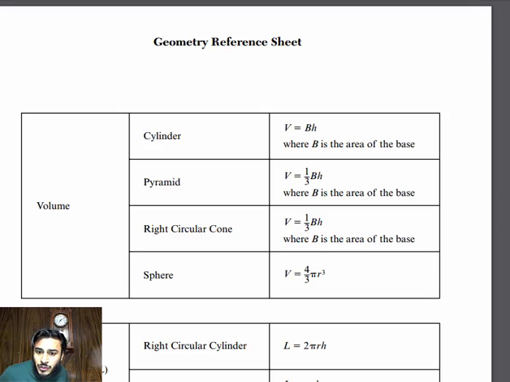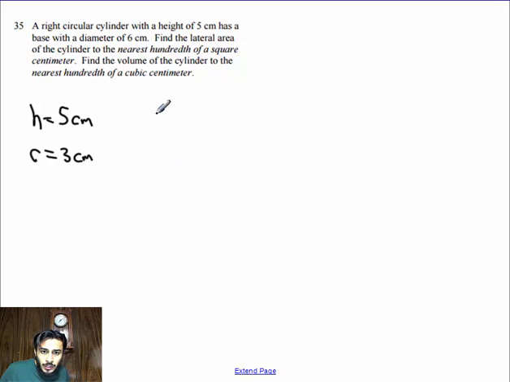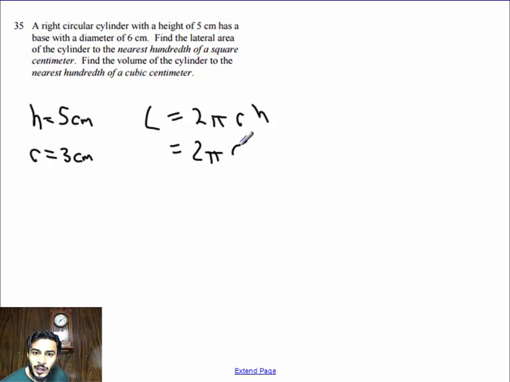Let's go to the reference sheet. So the lateral area of a right circular cylinder, you can see it right there. It's L equals 2 pi r h. So let's write it. L equals 2 pi r h. And let's go ahead and substitute into the formula and we'll get our answer. So we're going to get 2 pi times 3 times 5. And then that's just going to be 2 times 3 times 5. 2 times 3 is 6. 6 times 5 is 30. That's going to be 30 pi. But they don't want the answer in terms of pi. They want the answer to the nearest hundredth of a square centimeter.